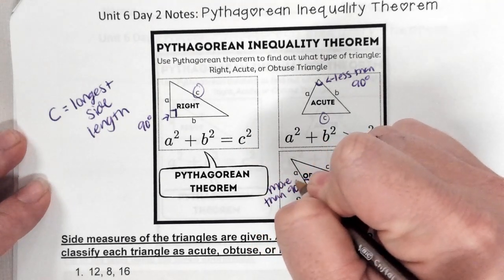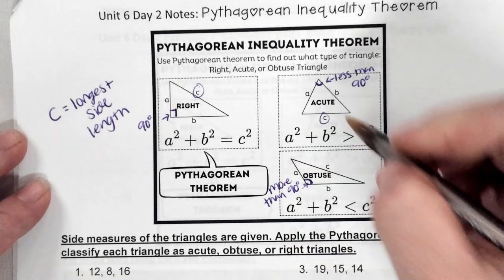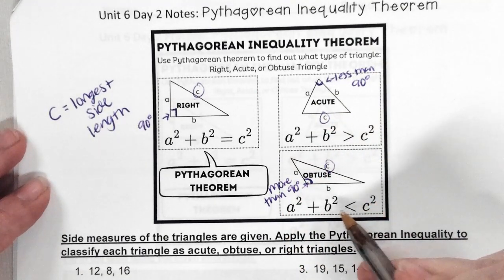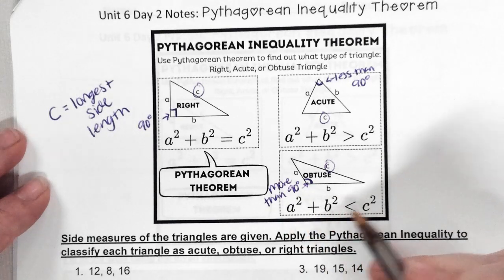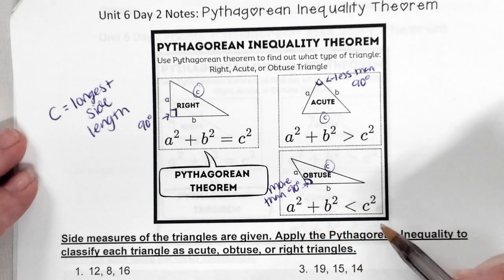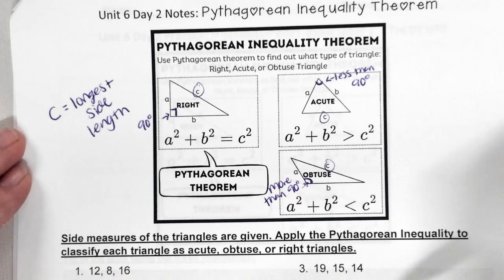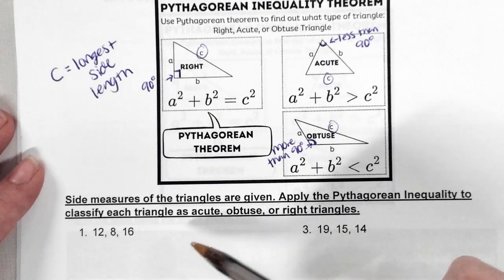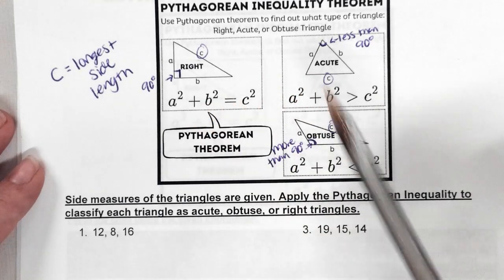Then obtuse is when it's more than 90 degrees. So you'll see here, this is more than 90 degrees. And again, C is our biggest side length. And here, C squared is bigger than A squared plus B squared. A squared plus B squared is less, because it's a bigger angle. Yes? Cool. So knowing all that, we can look at three side lengths and tell what type of triangle it is.